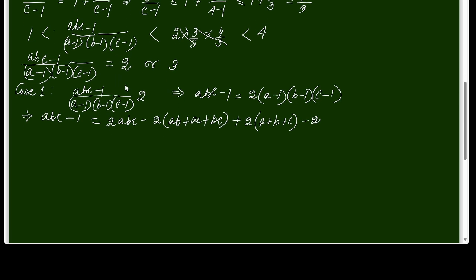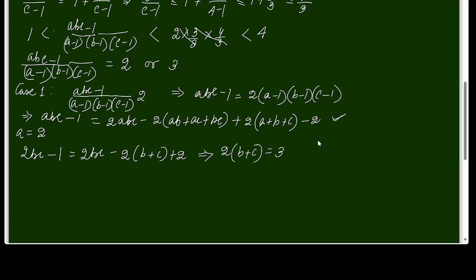So here first I'll apply a equal to 2 and a equal to 3. A equals 2. That time I'll get 2bc-1 equals 2bc-2b-2c+2... that means if we simplify this expression, putting a equal to 2, this gives me 2(b+c) equals 3, or it has no solution because all will be integers. So for case 1, I took subcase a equal to 2.